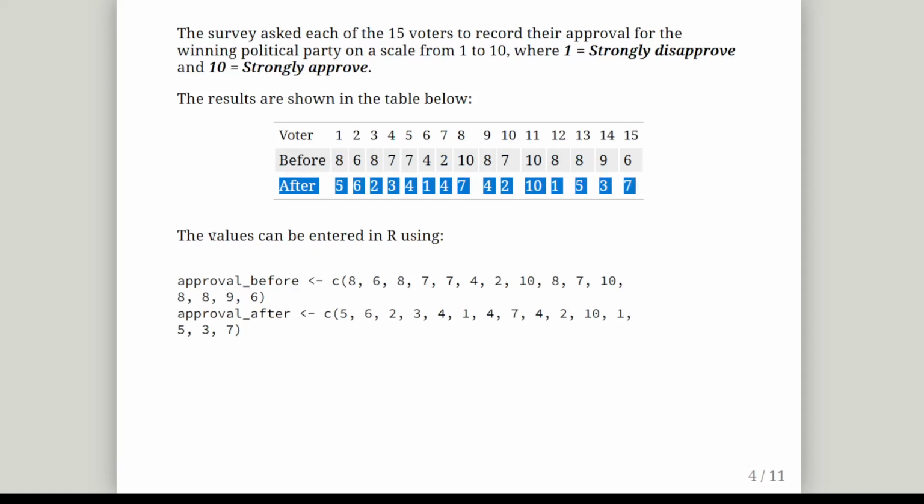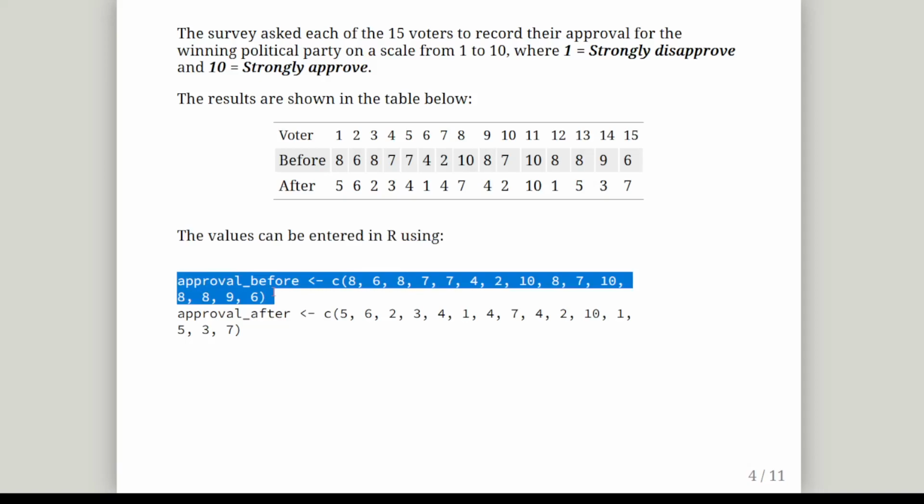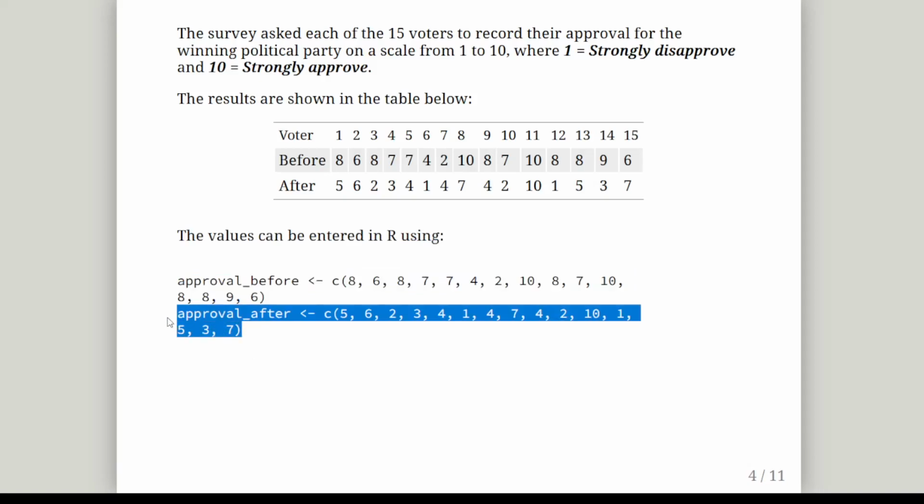Now we can enter these values into R using the following bits of code. Just two little lines of code there: approval before, we set up that little vector, and approval after with that vector there as well. Straightforward data entry operation with R.